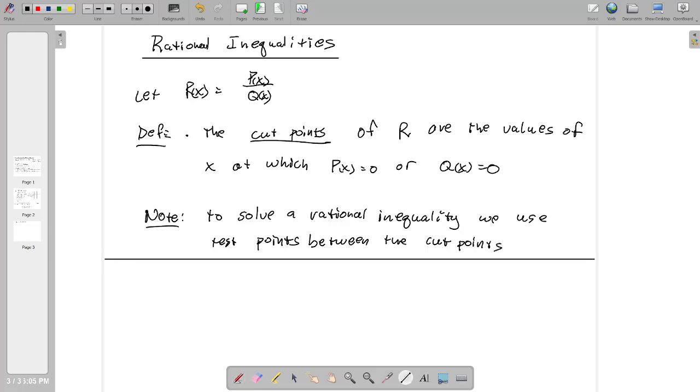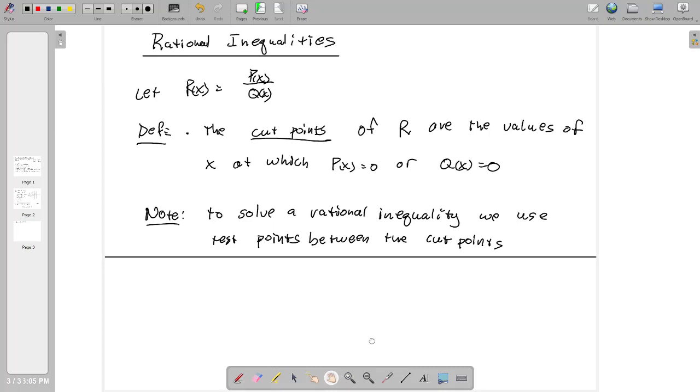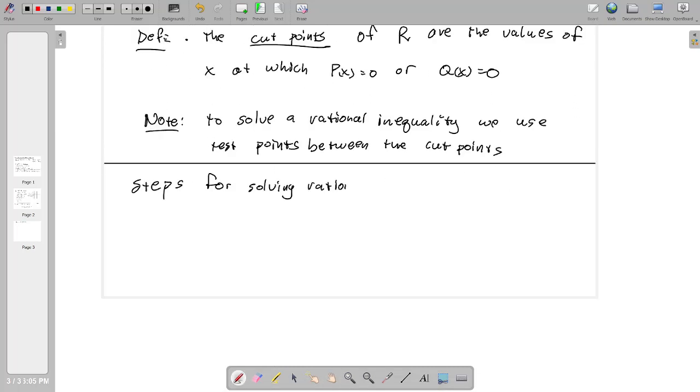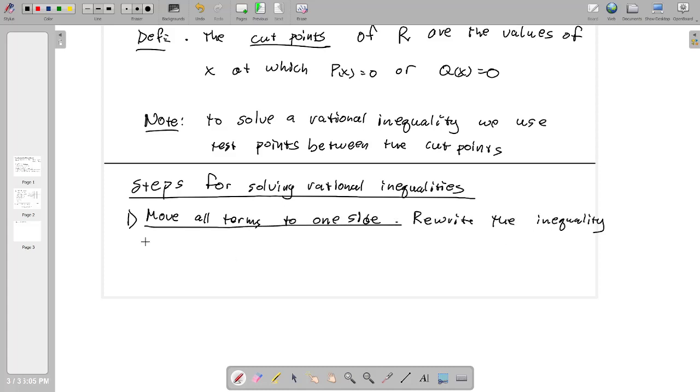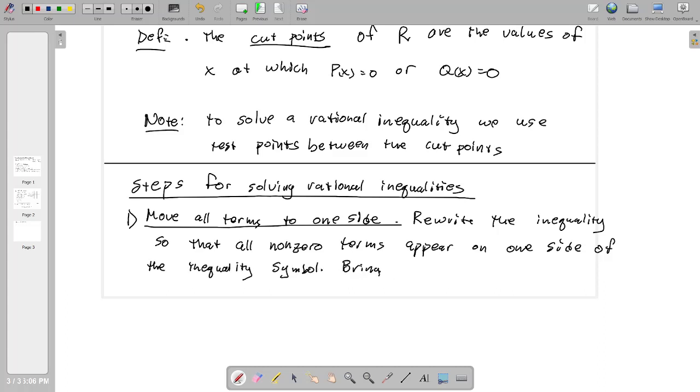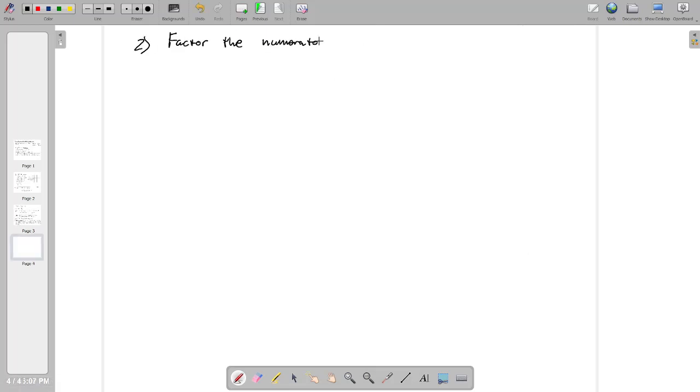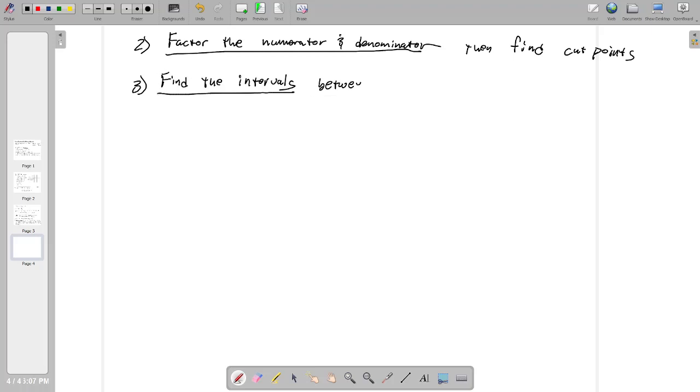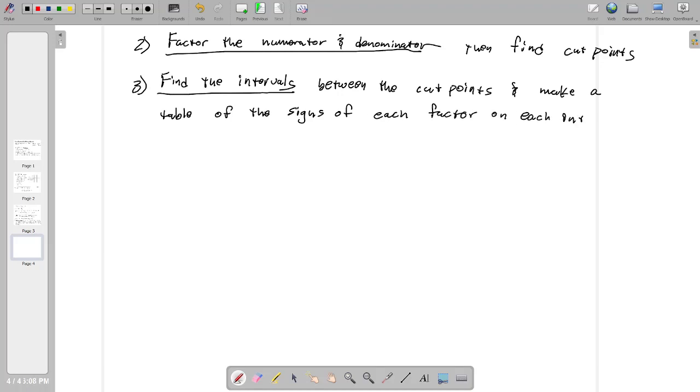Now, what I'm going to do next is just give you a guideline on how to solve these types of problems. Steps for solving rational inequalities. 1. Move all terms to one side, rewrite the inequality so that all non-zero terms appear on one side of the inequality symbol. Bring all quotients to a common denominator. 2. Factor the numerator and denominator, then find the cut points. 3. Find the intervals between the cut points and make a table of signs of each factor on each interval. 4. Solve. Determine the intervals that satisfy the inequality.